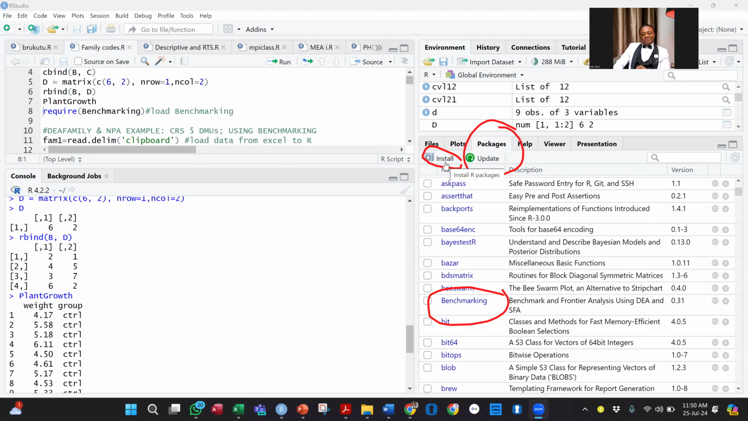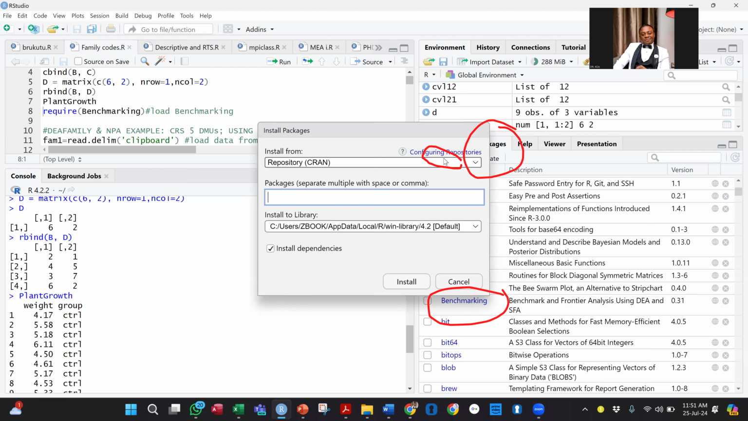I have already installed the package, but to install it, click on packages, choose install, and a pop-up will show. Then in the list, start typing benchmarking. The internet is good, it will start popping up.